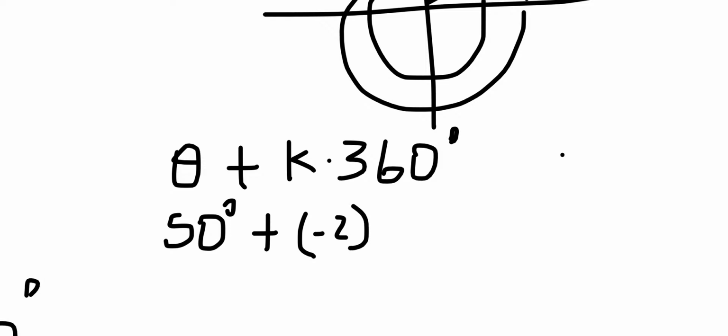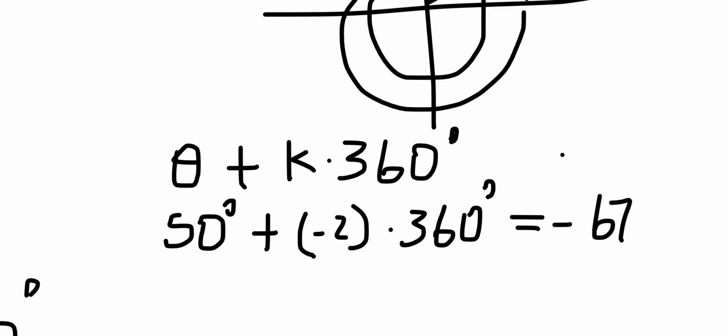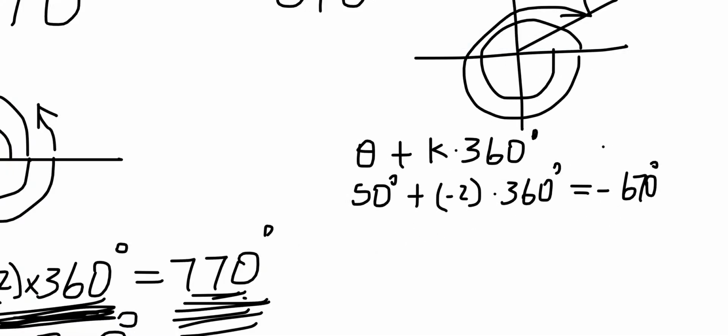You don't want a negative. You add 360 again until it gives you 50 or a positive angle. Therefore, it becomes 50 degrees that we add. Obviously, this one was swinging in the negative direction. That's why you are having negative 2 of the 360s there, which equals that negative 670 degrees.